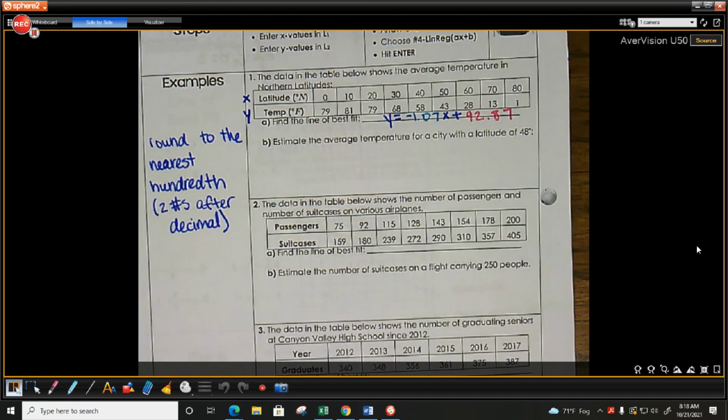Estimate the average temperature for a city with a latitude of 48 degrees. So it's 48, your X. Oh, it's frozen.